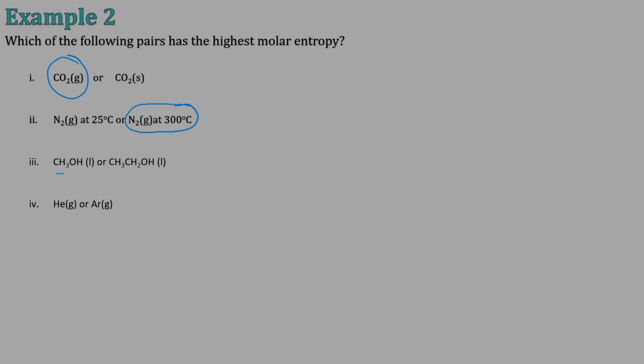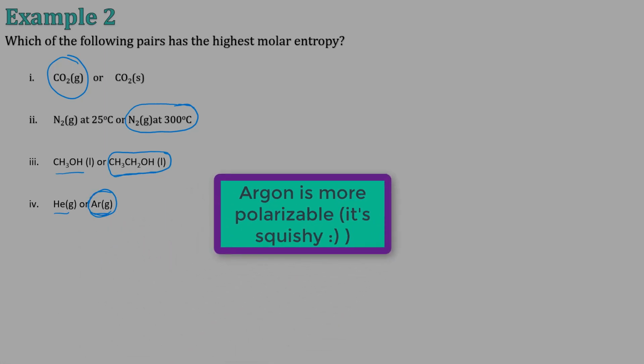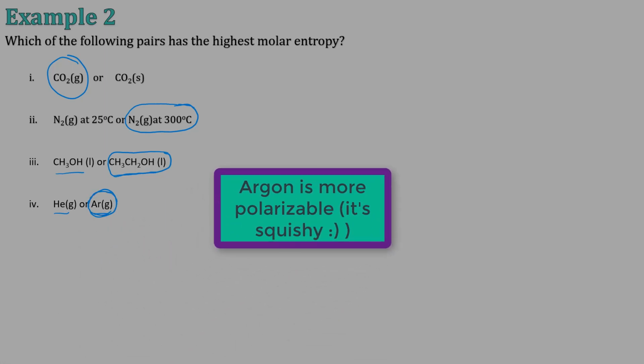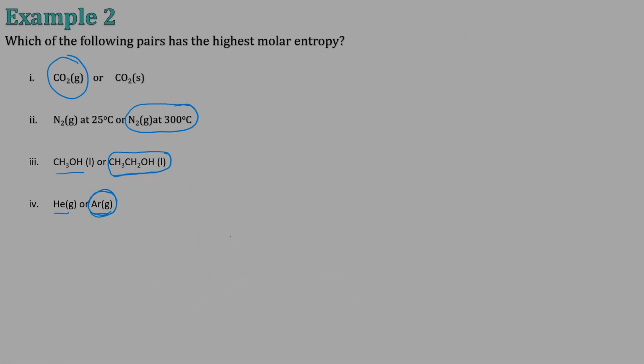Here we have methanol liquid or ethanol liquid. Ethanol would have a higher molar entropy because there's more atoms. And then we have helium or argon. Well, these are both noble gases and they're both just atoms, but argon is going to have more electrons and protons and stuff in it, so it's going to have a higher molar entropy.